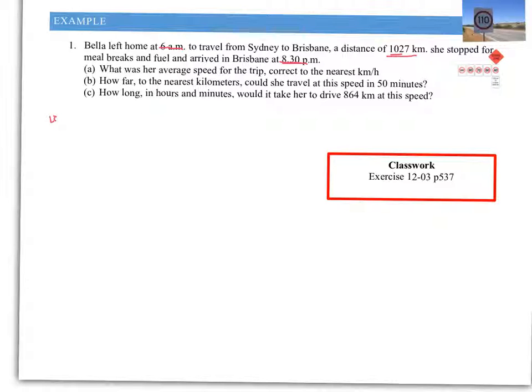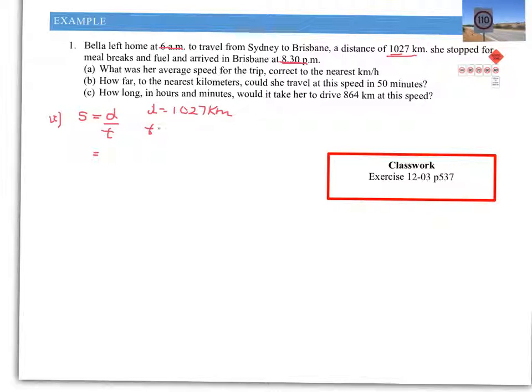So the first part of it says, what was her average speed for the trip, correct to the nearest kilometre per hour? Well, we all know that lovely speed formula. Speed equals distance over time. So we're obviously going to need to use this. Now the distance, what are we told? We are told the distance, and we're told it is 1,027 kilometres. So that's the first part, that's easy.